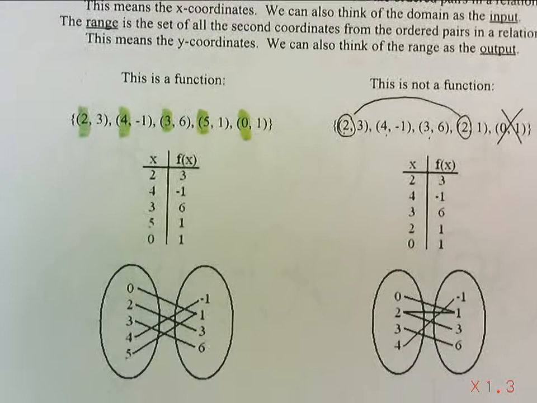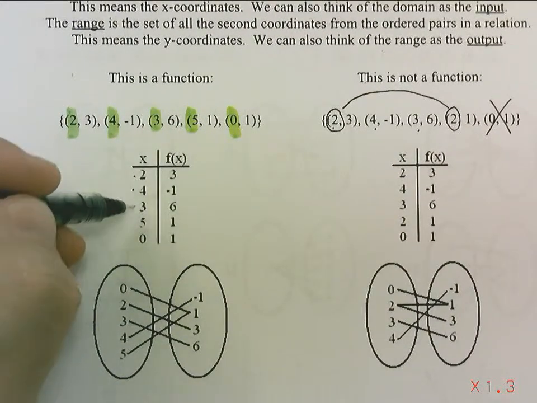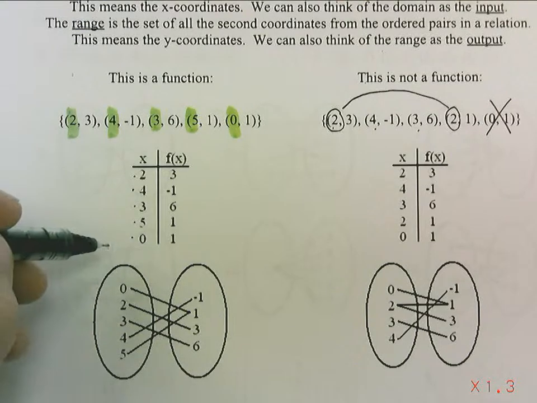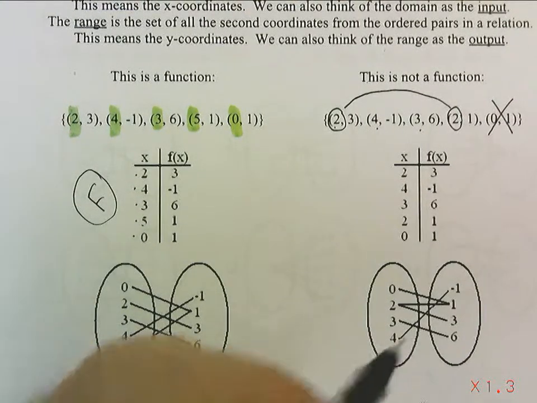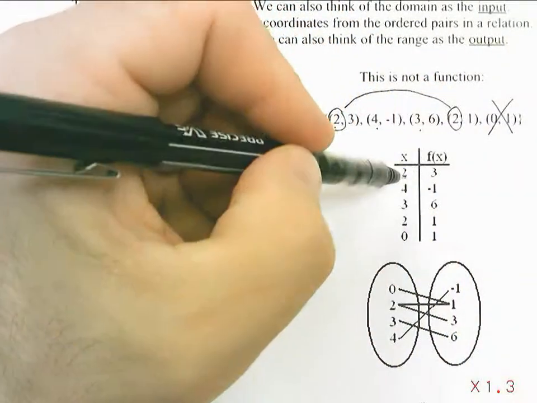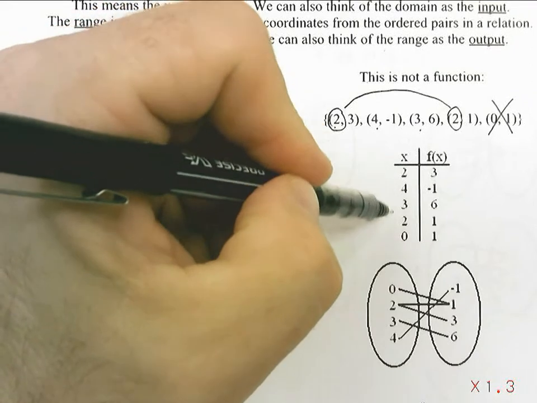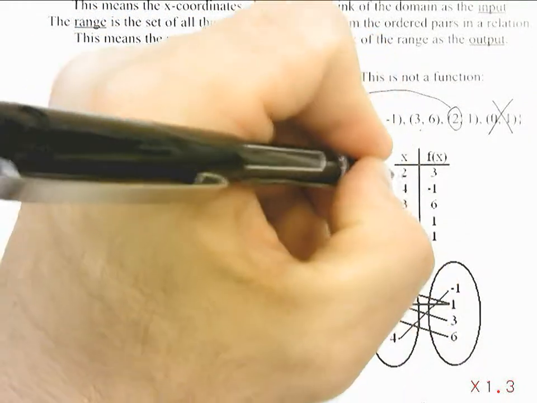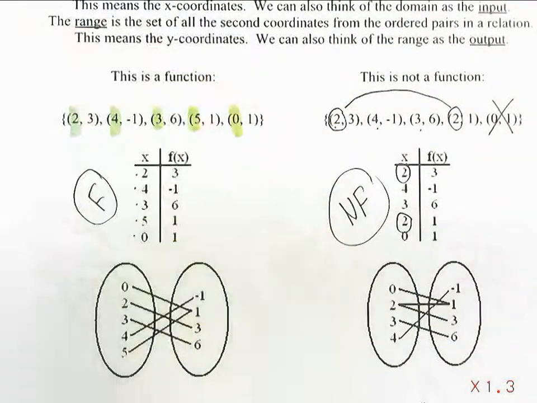All right, with the table, this is even easier. Look at your x's. You have 2, 4, 3, 5, and 0. Those are all different, so that makes it a function. With the other table, the x's of the domain are 2, 4, 3, 2. So these 2's repeat. That means it's not a function.